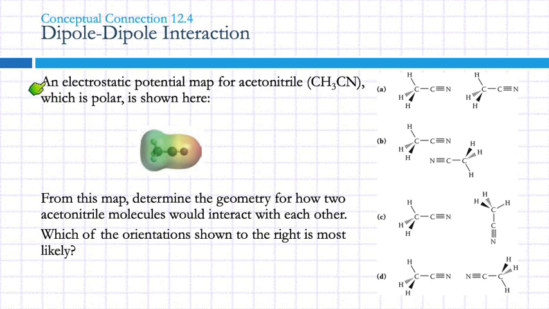So here we have an electrostatic potential map for this molecule acetonitrile. It's polar. And so the red over here is showing that there's more electron density here and there's less electron density over there. So from the map, determine the geometry for how two acetonitrile molecules would interact with each other. Which of these orientations is most likely? How are they going to be attracted to each other?